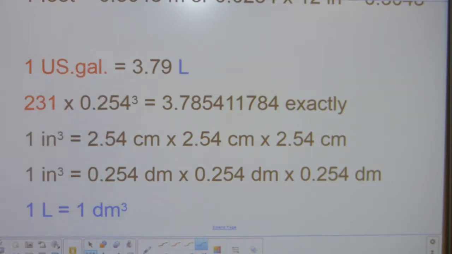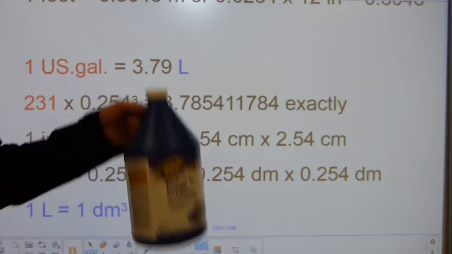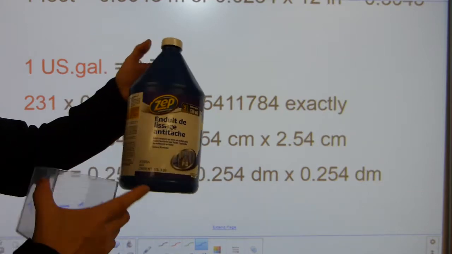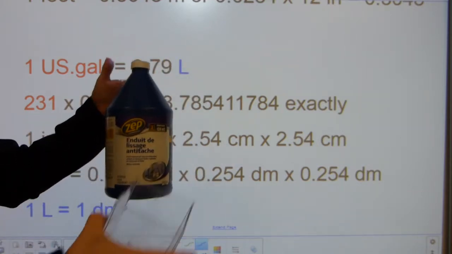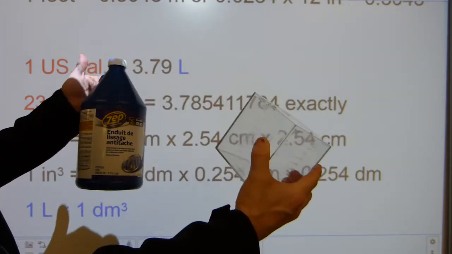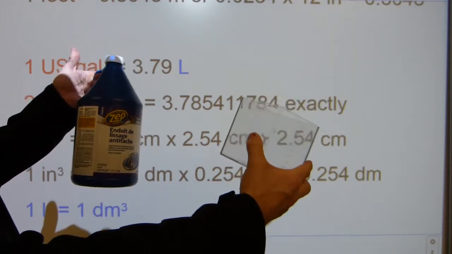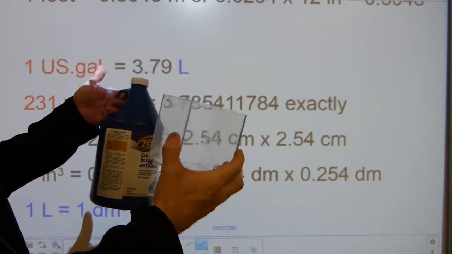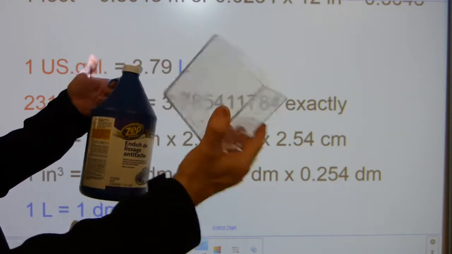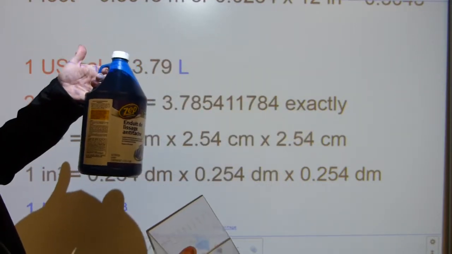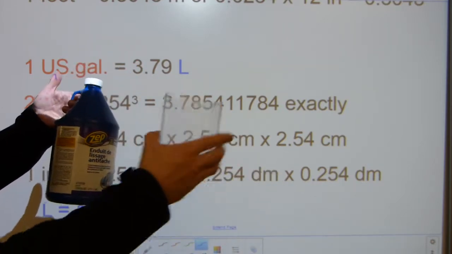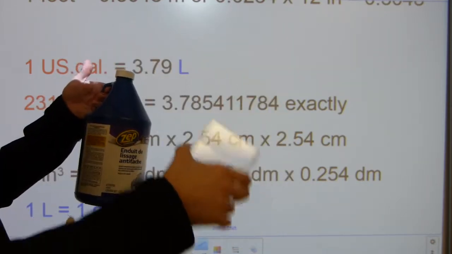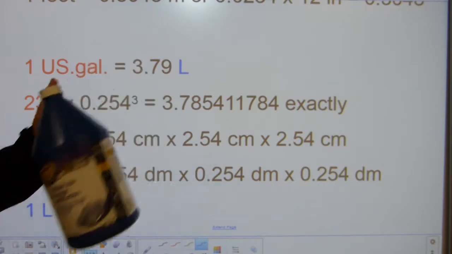The meaning of this 3.79 is that if you have a US gallon, 3.78, 3.79, whatever, and you have the smaller unit liter, you have to pour 3.79, whatever, of the smaller unit into this bigger unit. Okay, it's a multiplicative story. You have multiple liters that fit into a gallon.